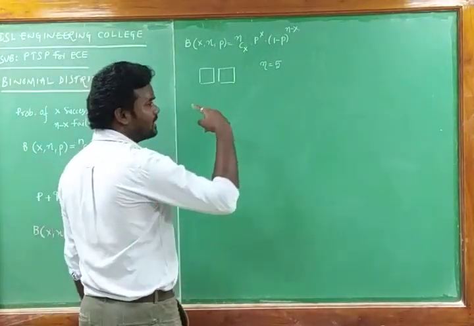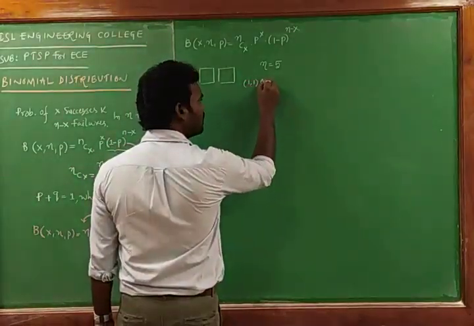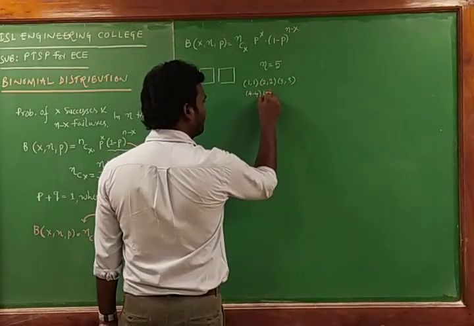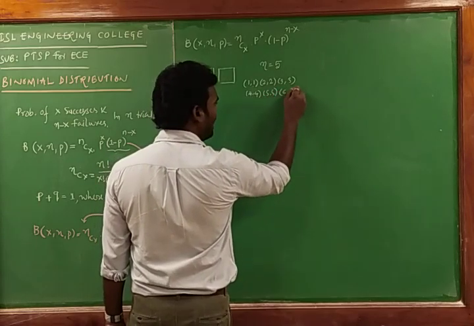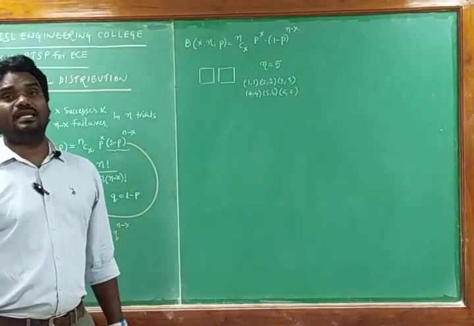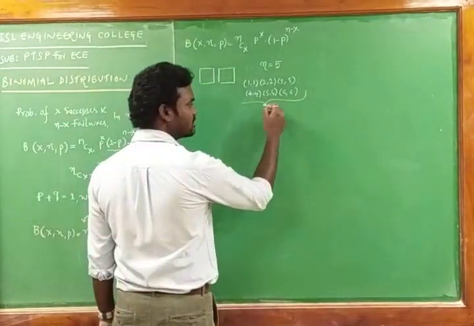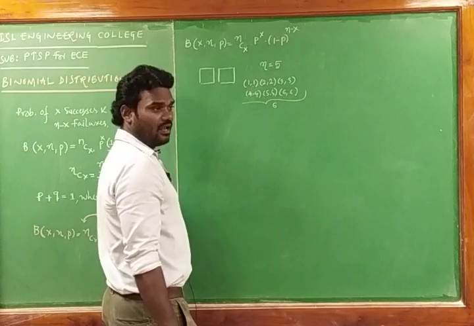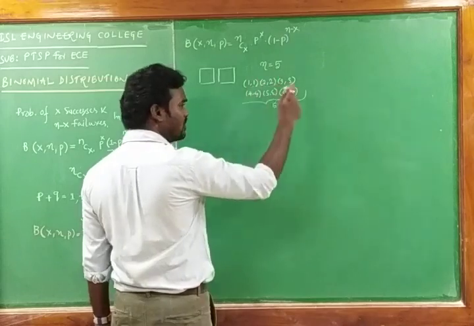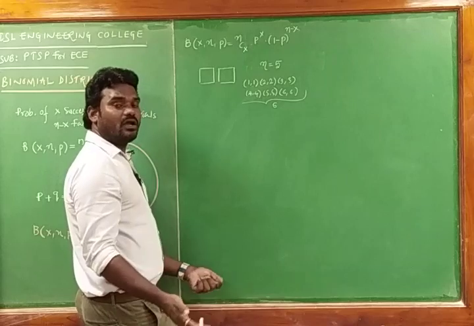Getting the doublet is the success. The doublets are 1,1, 2,2, 3,3, 4,4, 5,5 and 6,6. Whenever we get a doublet, the question says it is a success. So how many successes are possible? 6 successes are possible. Out of how many samples? 36. Here we have 1,1, 1,2, 1,3, 1,4, and likewise we have 36 combinations of these 2 dice.